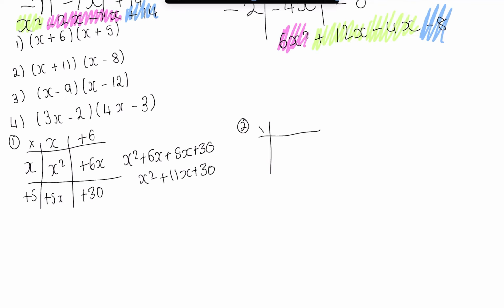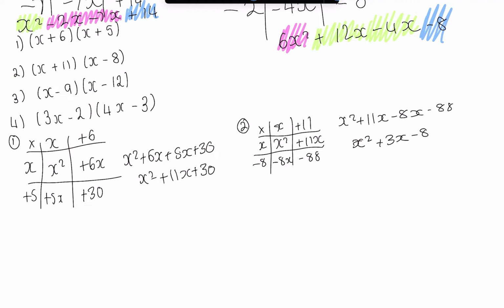Your second one again, when you're setting up the grid, it should look something like this. So you've got x squared plus 11x minus 8x, and then minus 8 times 11 is minus 88. So just make sure on that one, all your negatives and positives are correct. Writing out in a line, you've got this, and you can simplify the middle. 11x minus 8x leaves me with 3x. And then you've got your minus 88 there. So that's your answer for the second one.